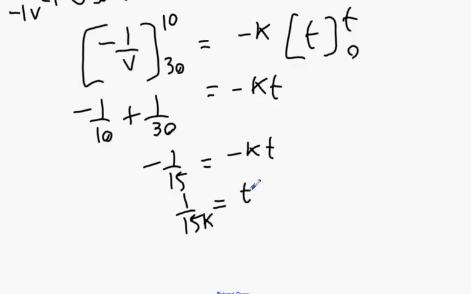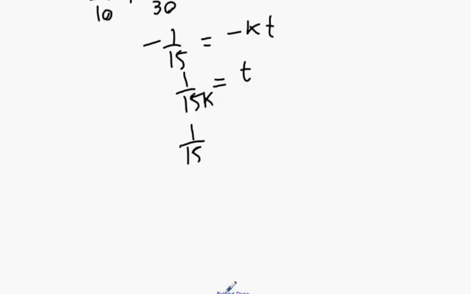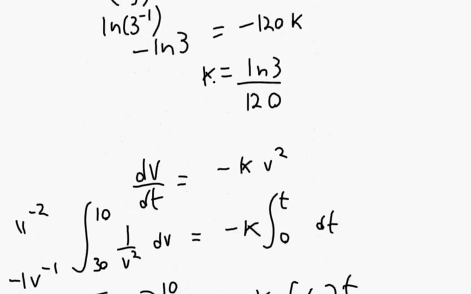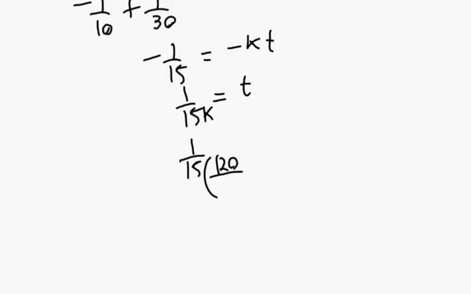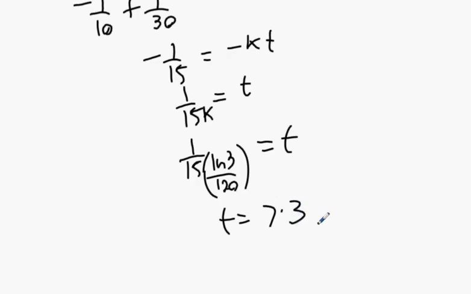We know that k equals ln 3 over 120. So t equals 1 over 15 times 120 over ln 3, ln 3 all over 120 inverted. The t value is 7.3 seconds. And that's us.